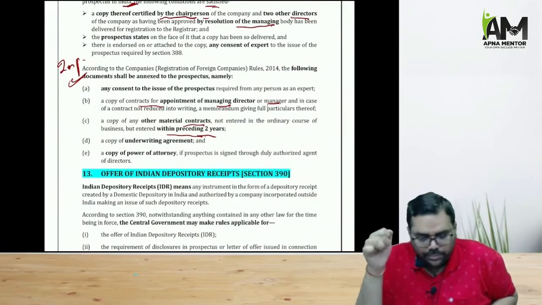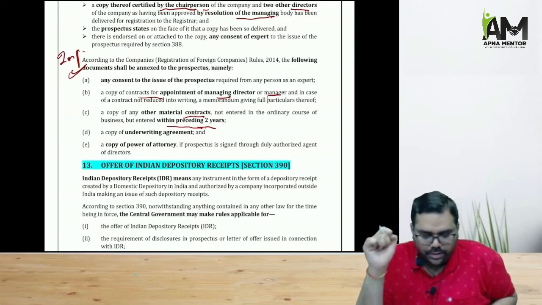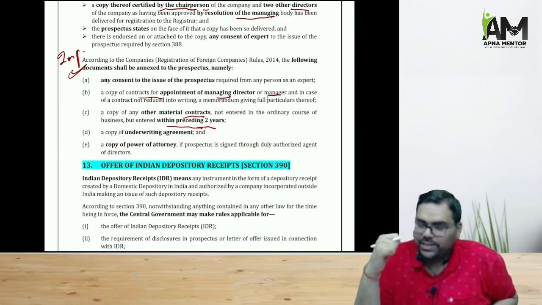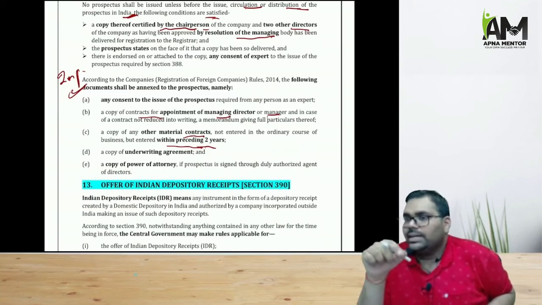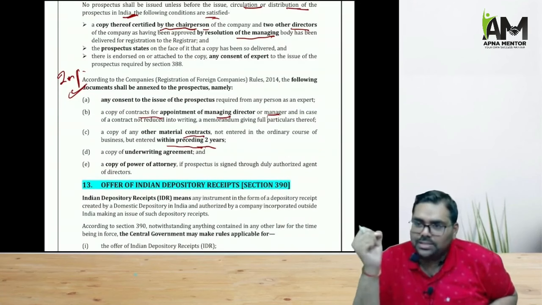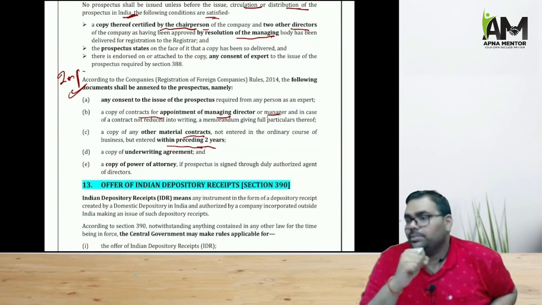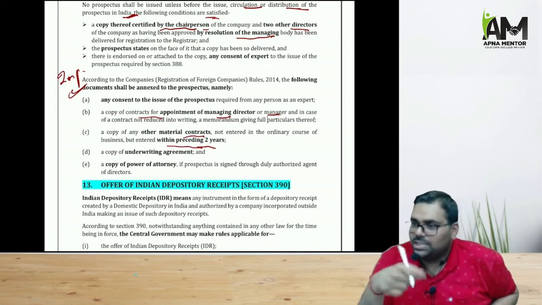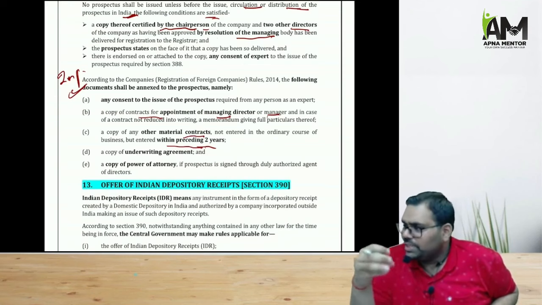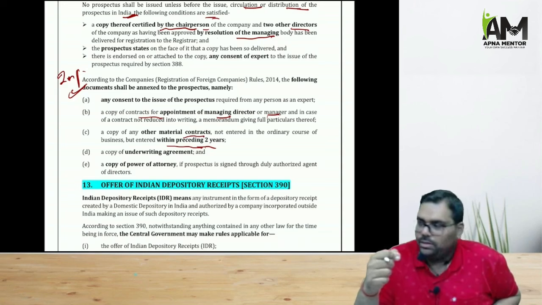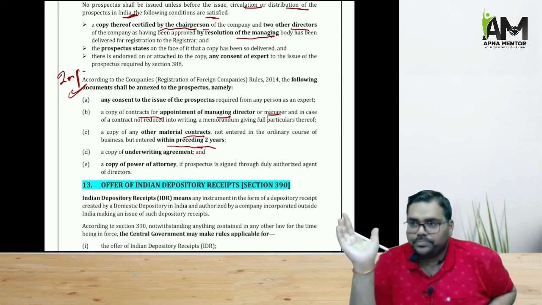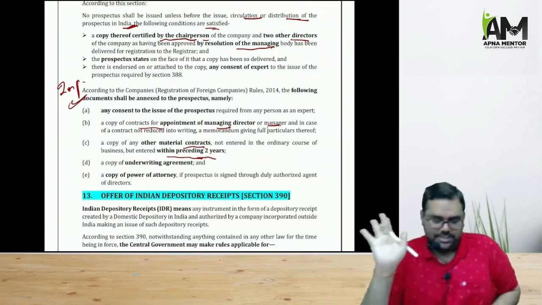And the fifth requirement is a copy of power of attorney, if the prospectus is signed by the agent of directors. Now let us say the director himself has not signed the prospectus. Some agent of the director has signed the prospectus. In that situation, the director must have given the power of attorney to his agent. So these are the 5 details.